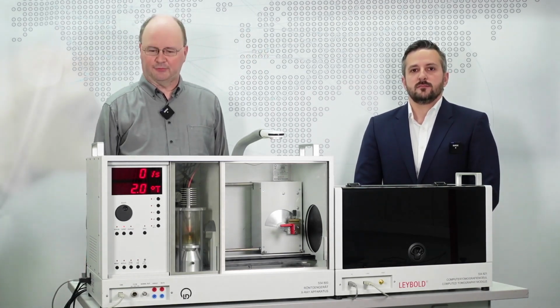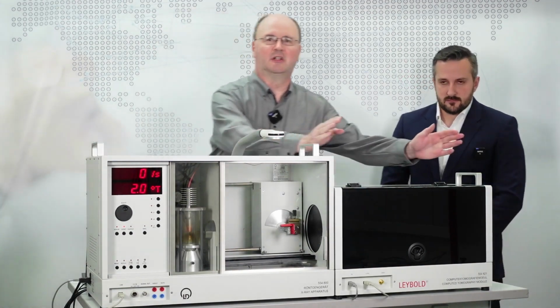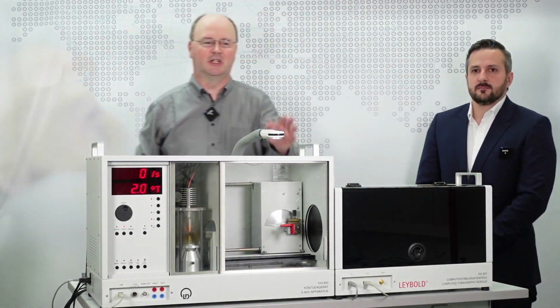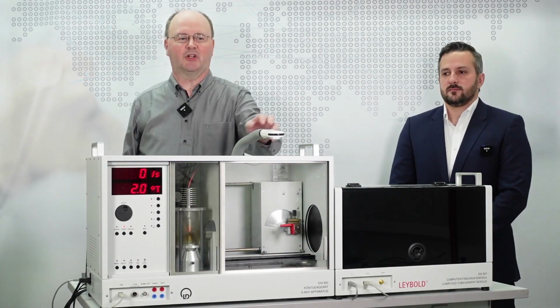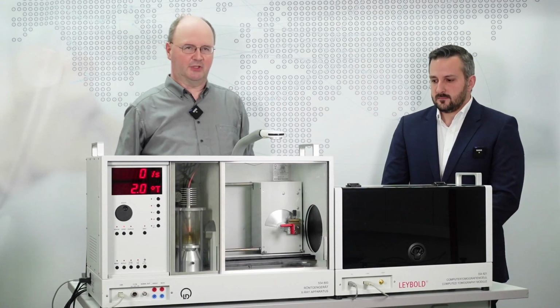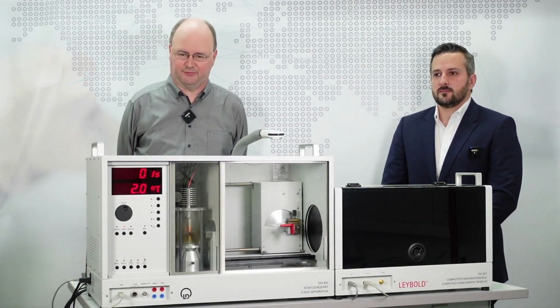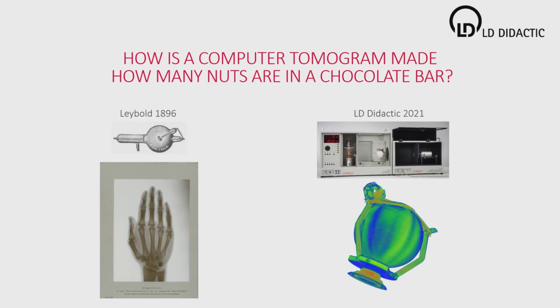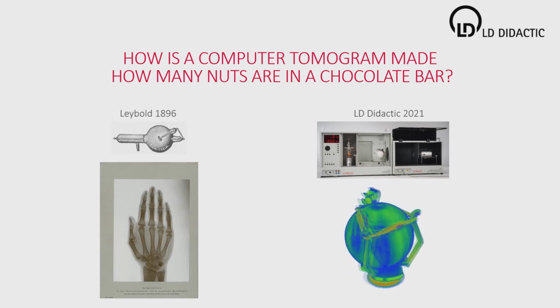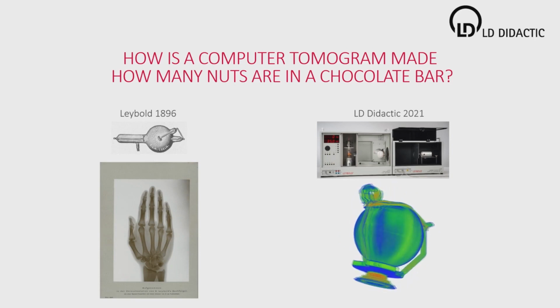As you see here in front is our setup, X-ray machine, computed tomography. Here we have an additional camera that will show you the view from up above into the experiment chamber later. And so now I would like to start with the first sheet. And yes, the question is, how is a computer tomogram made? And as a joke, how many nuts are in a chocolate bar?